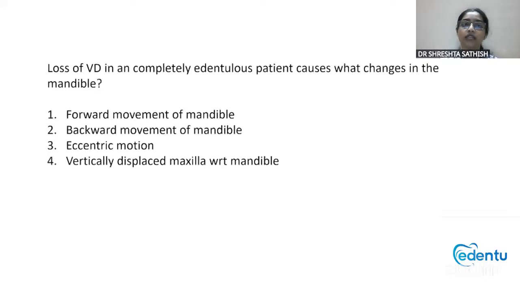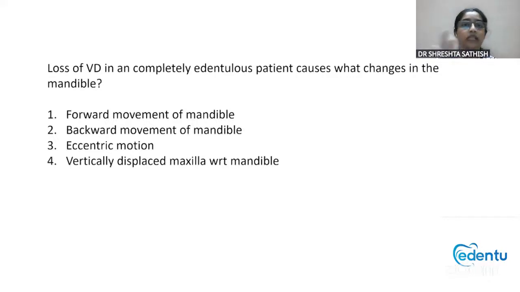The loss of vertical dimension in a completely edentulous patient causes what changes in the mandible? What are the changes that are shown in the mandible with loss of vertical dimension?